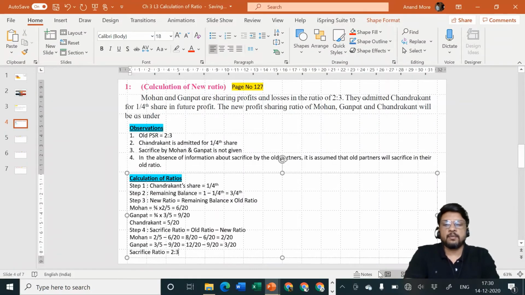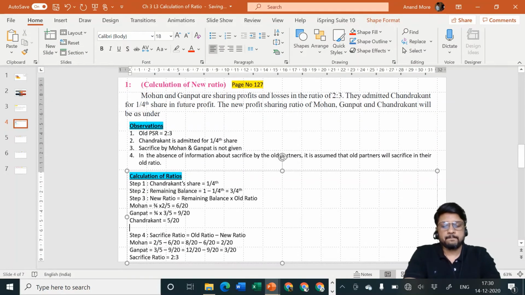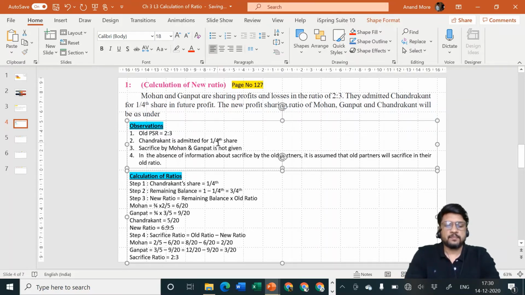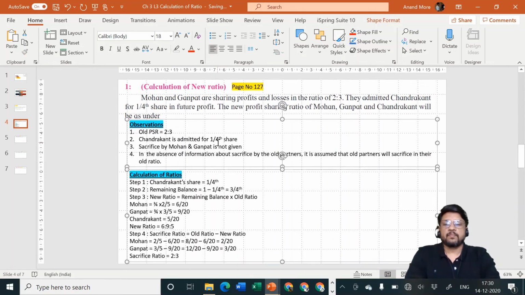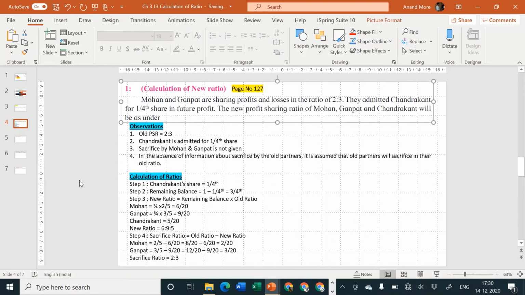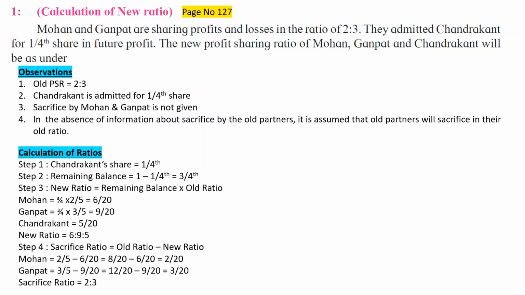Just a minute, let me write it here. 6:9:5. Okay, I hope it is clear to all of you. Done. So here you complete the first problem on calculation of ratios. What is the specialty of this problem? Old ratio is given, new partner share is given, but sacrifice by the old partners is not given.